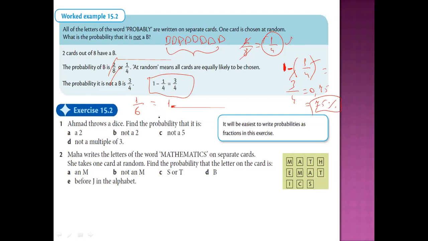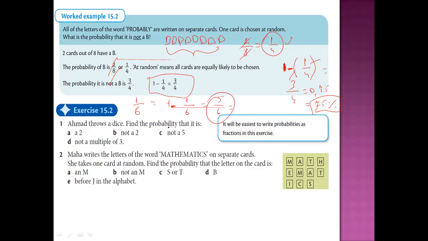What is the final probability that it is not a 2? 1 minus the probability of 2, which is 1 over 6, is equal to 6 times 1 is 6, 6 minus 1 is 5 over 6. So the probability of not a 2 is 5 over 6. In percentage form, you can find it. Okay, so not a 2, not a 2.